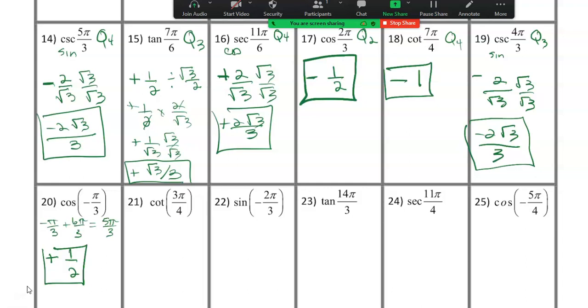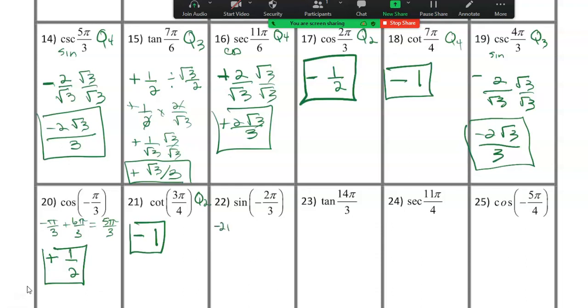Okay, 21. Cotan of 3 pi over 4. 3 pi over 4 is in quadrant 2, and only sine is positive there. Therefore, cotan is going to be negative. If cotan is negative, then tan is negative. By the way, your reference angle is pi over 4. This is my favorite angle. So negative pi over 2 divided by pi over 2 is going to give me negative 1. And we are done.